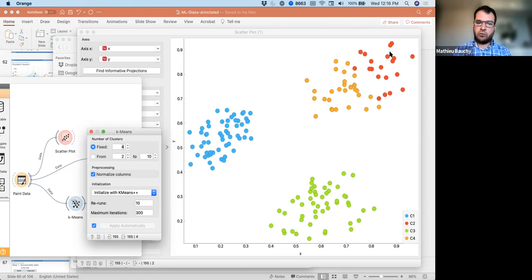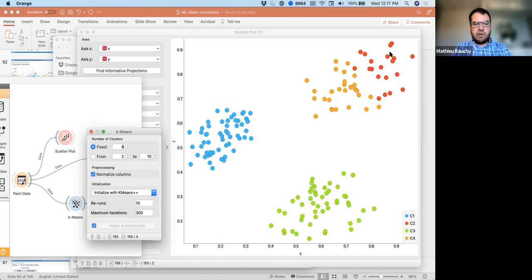I'm not going to go into too much detail on how you calculate the silhouette, but basically the silhouette is a number. It's like a score that goes between -1 and +1. And the higher the silhouette score, the better the quality of the clustering.